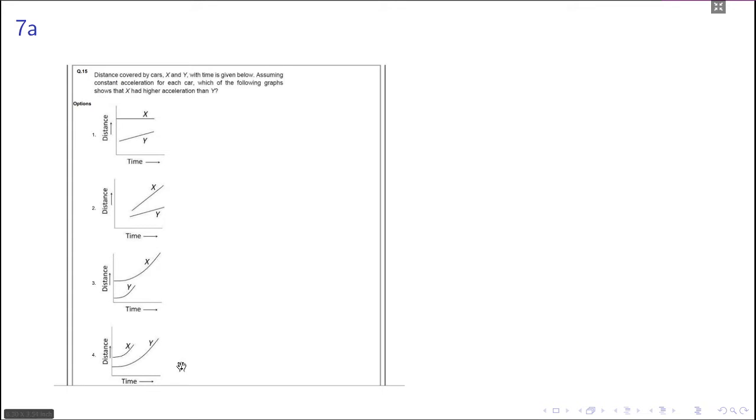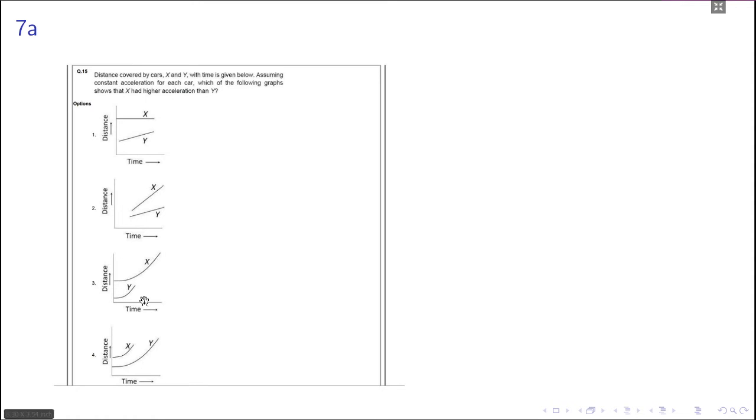And this one is asking in which graph x has a higher acceleration than y. So these two are linear. If you take the double derivative, d square x by dt square, that will be 0 with these two. So the acceleration of these two is the same and it's equal to 0.